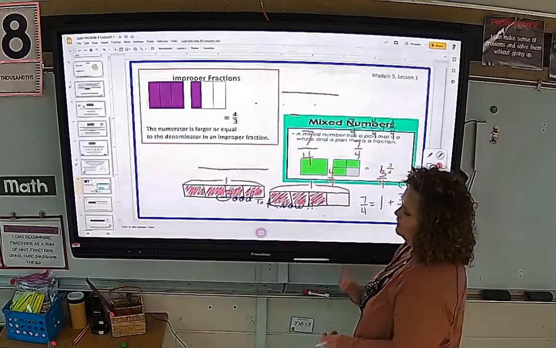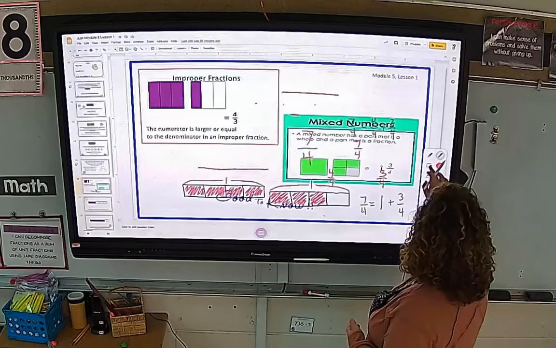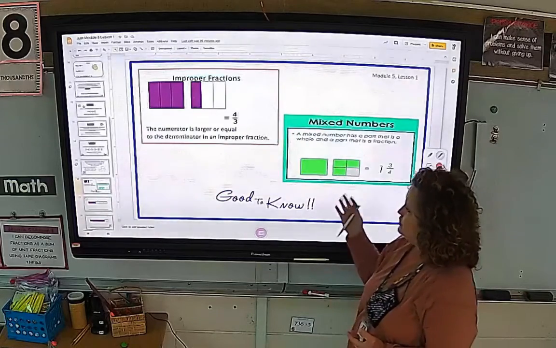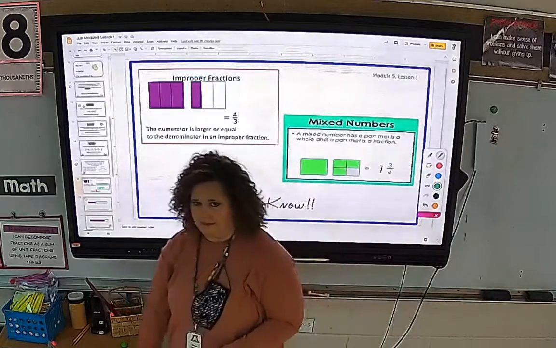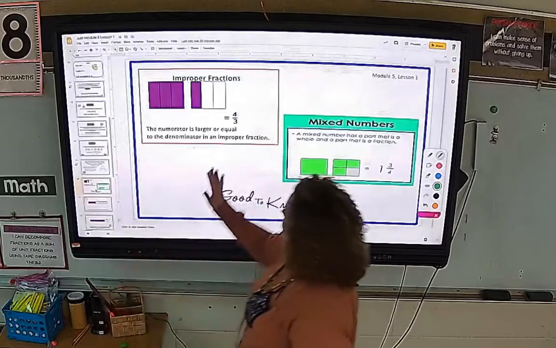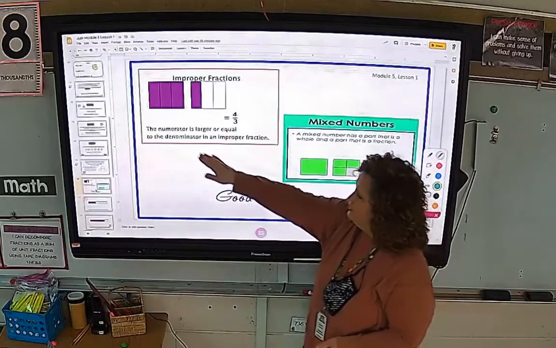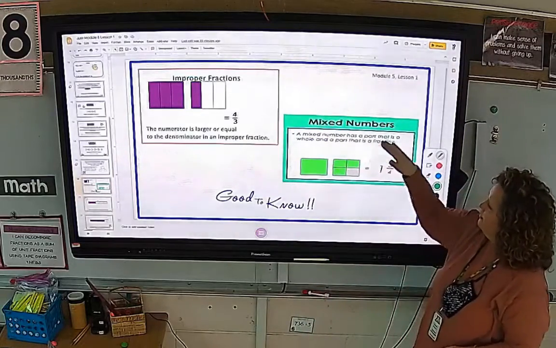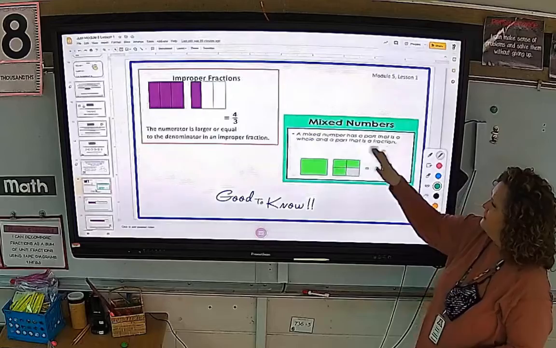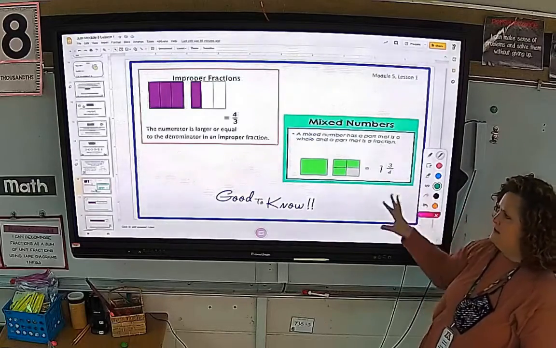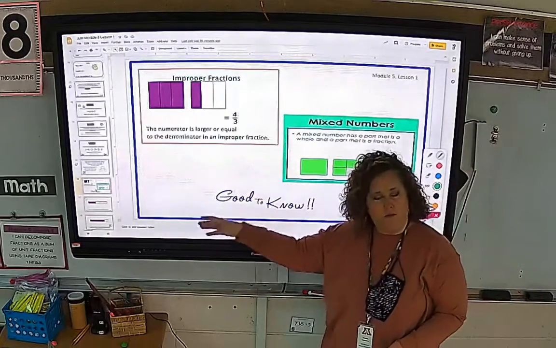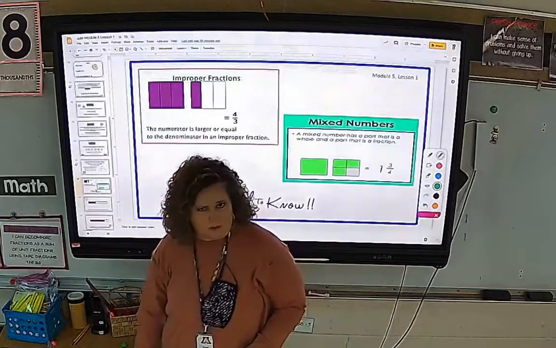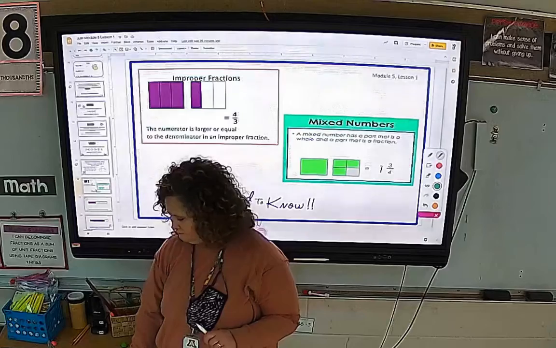All right. So this is just a quick side note about improper fractions and mixed numbers. I will let you look at that on your own a little bit more. We'll read it. The numerator is larger or equal to the denominator in an improper fraction. A mixed number has a part that is a whole and a part that is a fraction. And this is kind of jumping ahead a little bit. We will definitely talk a lot more about these coming up. So I'm not going to spend a long time on this right now.